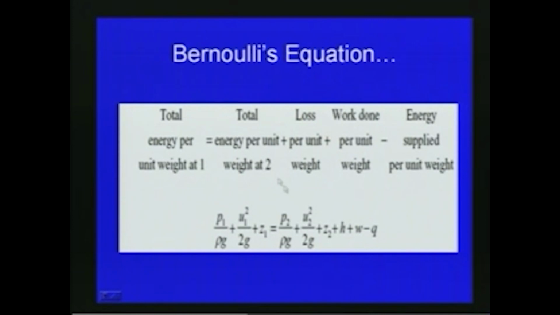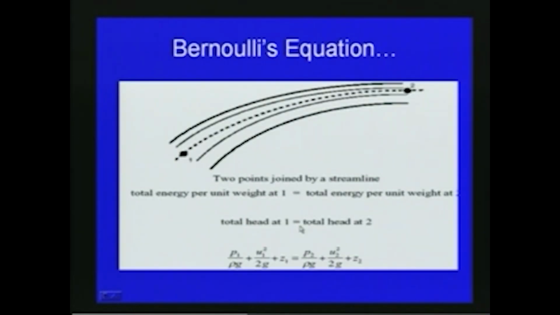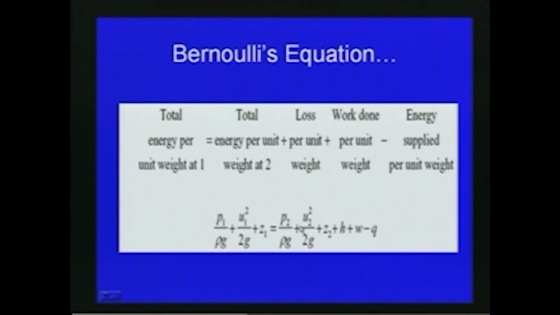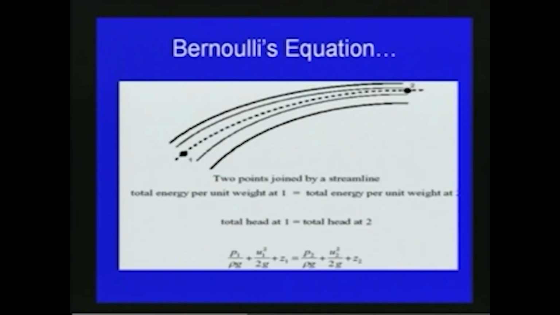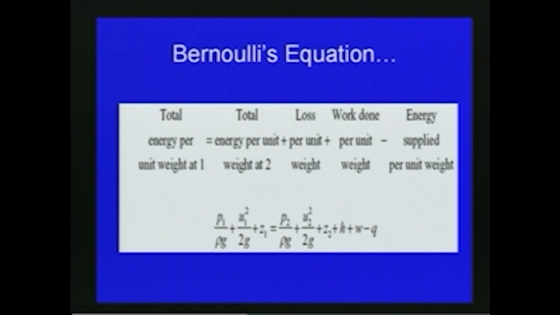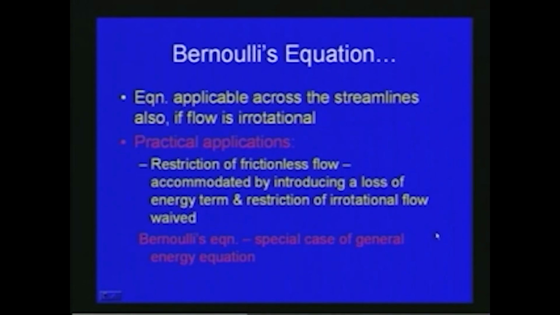If we consider all the aspects, with respect to this previous figure, the work between section 1 and 2, any loss of energy between section 1 and 2, and any energy supply, then we can write the general equation as P1 by rho g plus U1 square by 2g plus Z1 is equal to P2 by rho g plus U2 square by 2g plus Z2 plus H plus W minus Q. So this is the generalized equation when we consider a real system.